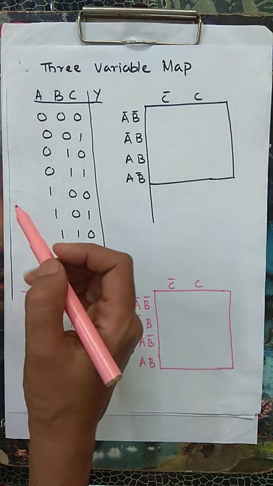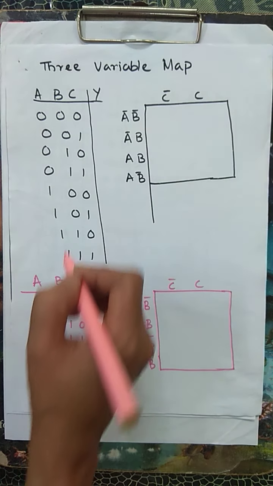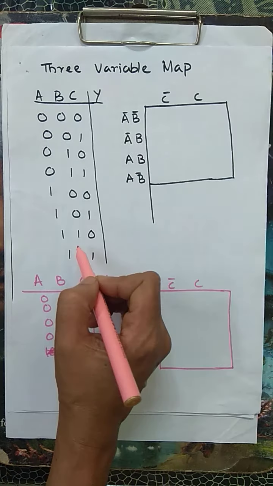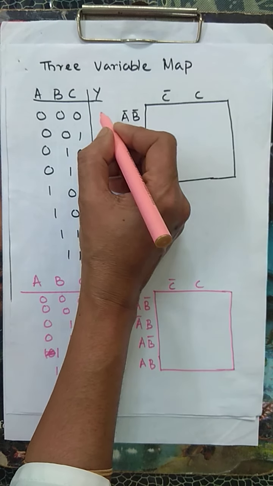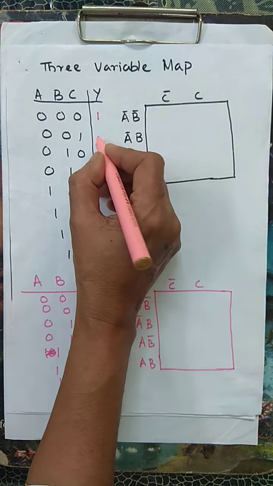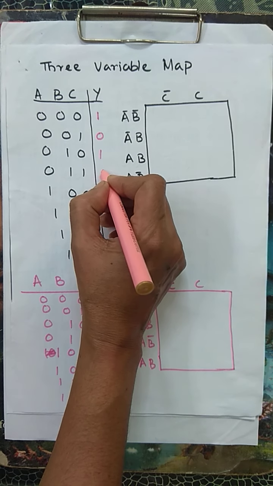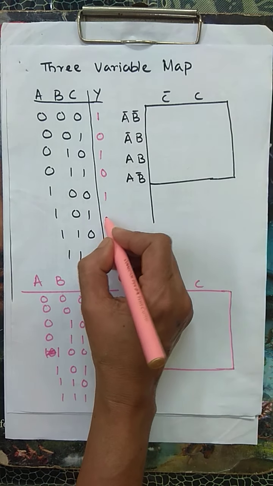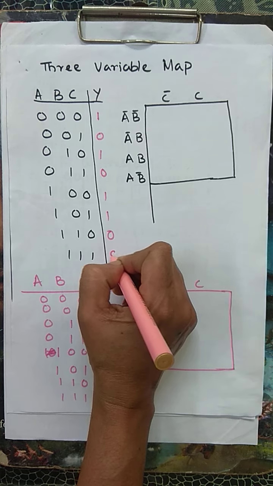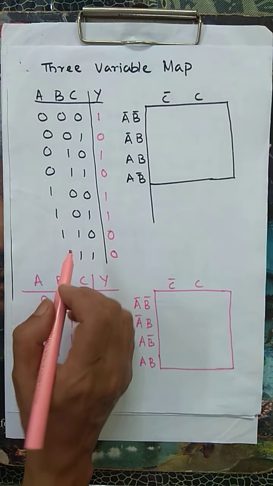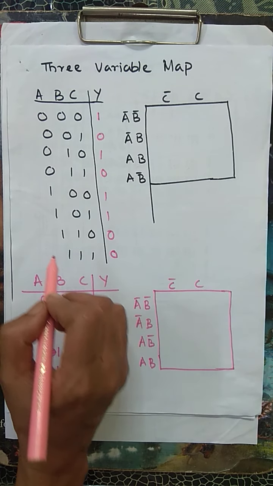Now similar to the previous case, let us write down the inputs and the output. Let me keep this 1. This is 0. This is 1, 0, 1, 1, 0, 0. So this is the desired output I should get in my truth table.